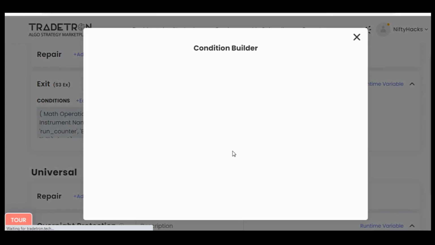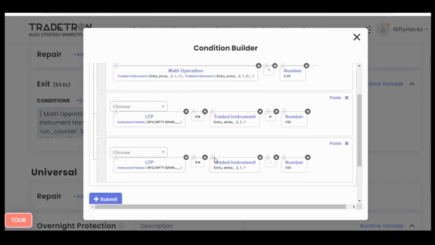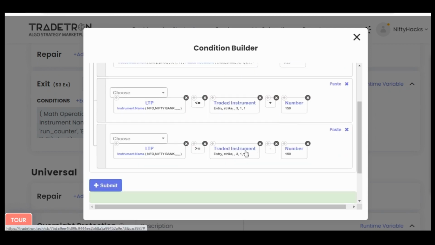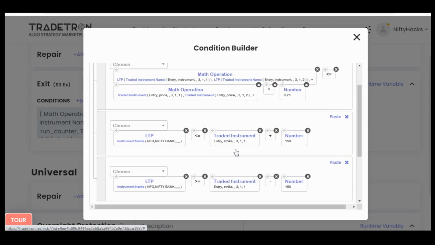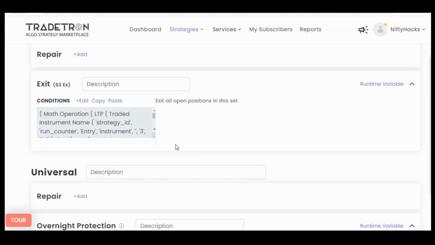And this is the exit condition for the short straddle legs: that 75% decay has happened and the market is in range of entry strike 311 plus 150. This is to cover the upside of the short straddle, plus 150, and this is to cover the downside, short straddle strike minus 150. So if the market is in between this range and the 75% decay has happened, then you need to exit the short straddle legs and keep the hedges as they are.